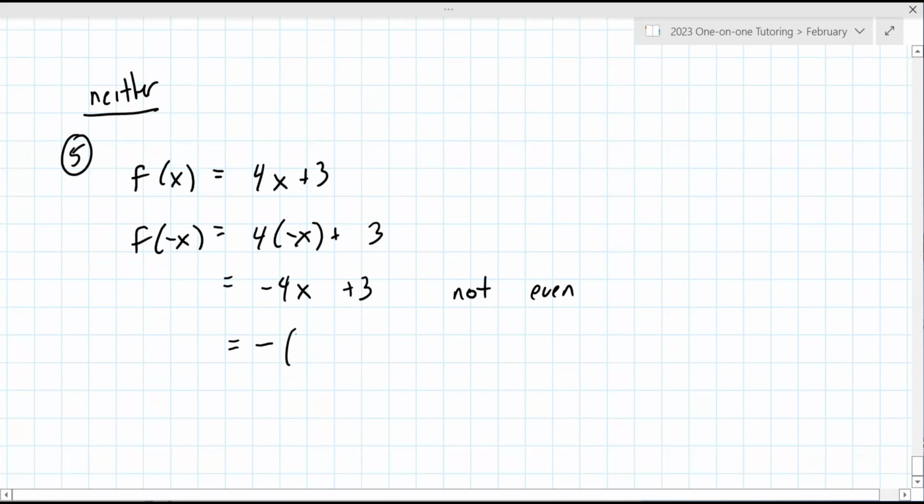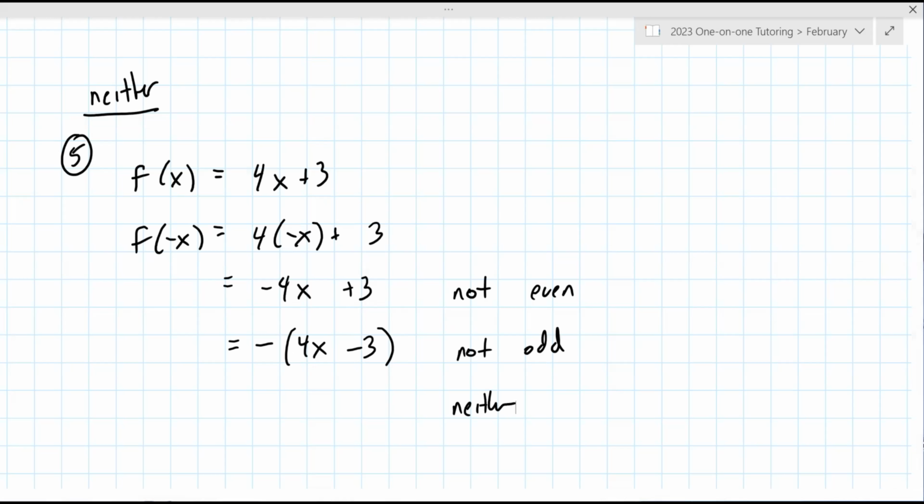Then you factor out a negative from both. It's still f of negative x, written that way. Then factor out -1 from both, so it'd be negative 4x minus 3, and that's not the same either. So therefore, it's neither. Okay. Let's look at number 11.